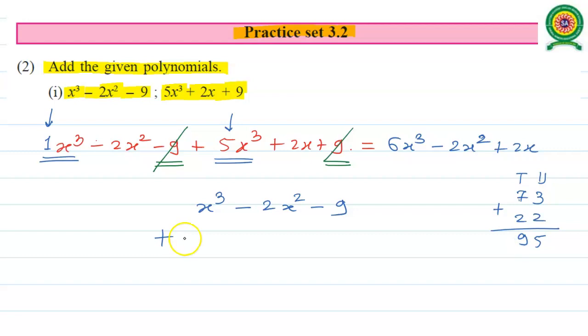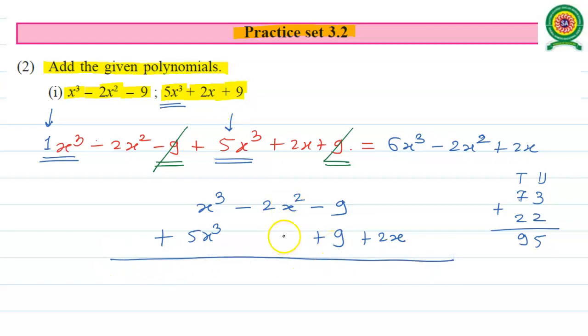Same thing we are doing here: like terms we have to write one under the other. In the second polynomial we have 5x cube, and we have x cube, so 5x cube and x cube are like terms, written one under the other. Now the 2x: we don't have any x term in the first polynomial, so we separate out the 2x like that. And for the constant we have minus 9, so under that we write the positive 9. Let us try to add.